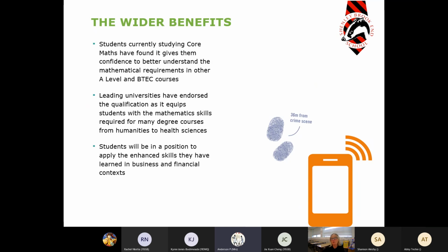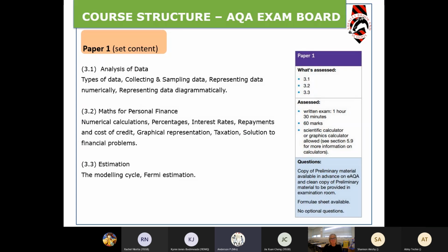And if you choose to do an apprenticeship rather than go to university, then this will show that you are able to apply maths in context, both business and financial, which will obviously give you a bit of an advantage when you're applying for an apprenticeship over other students who haven't studied it. So you'll want to know a little bit about the course structure.